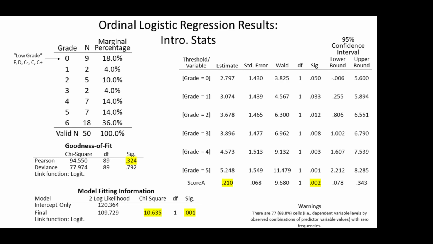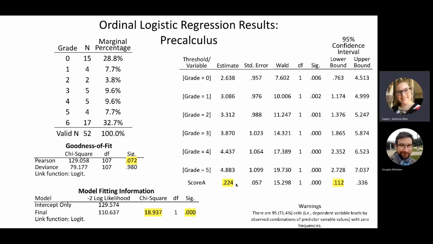Notice the grade of 0 with the marginal percentage of 18%. This is our low grade category, which includes grades of F, D, C-, C, and C+. There weren't many observations in these categories individually, so we combined them into one category. The model fit shows that it is a better fit with the placement test score as a predictor than without. Also notice the ordinal logistic regression estimate for intro stats is 0.210, which is similar to 0.224 for pre-calculus.